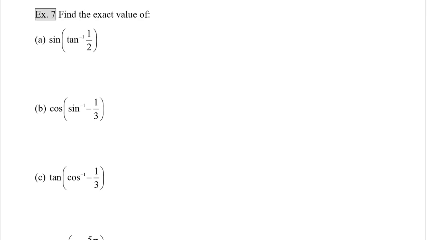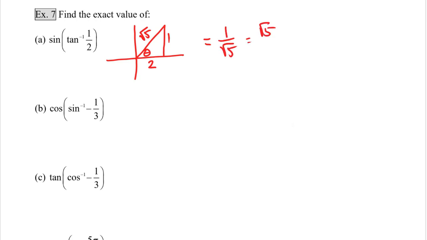The inverse tangent of a positive number means the angle has to be in quadrant 1. I'm going to draw a triangle, and I'm going to draw an angle in standard position, and the tangent of that angle has to be 1/2, which means the opposite has to be 1 and the adjacent has to be 2. Now if I want to find the sine of this angle, I'm going to need to know the hypotenuse. So Pythagorean theorem says that 4 plus 1 equals 5, so the hypotenuse is the square root of 5. So our answer, the sine of this angle, is 1 over the square root of 5, or root 5 over 5.